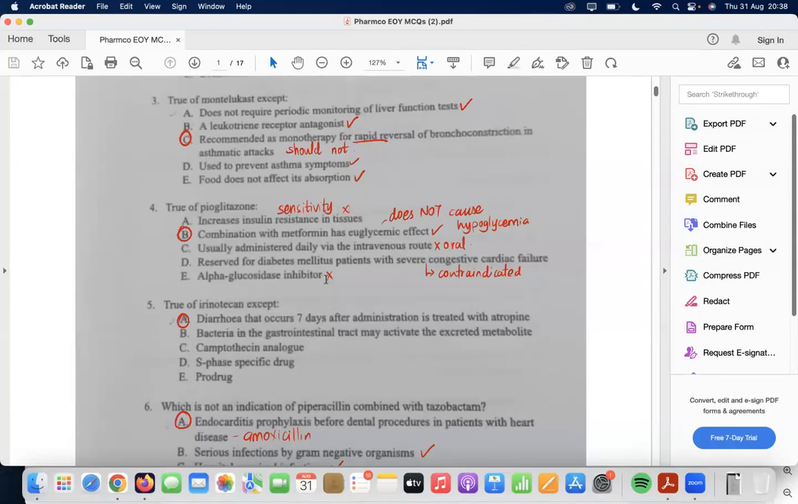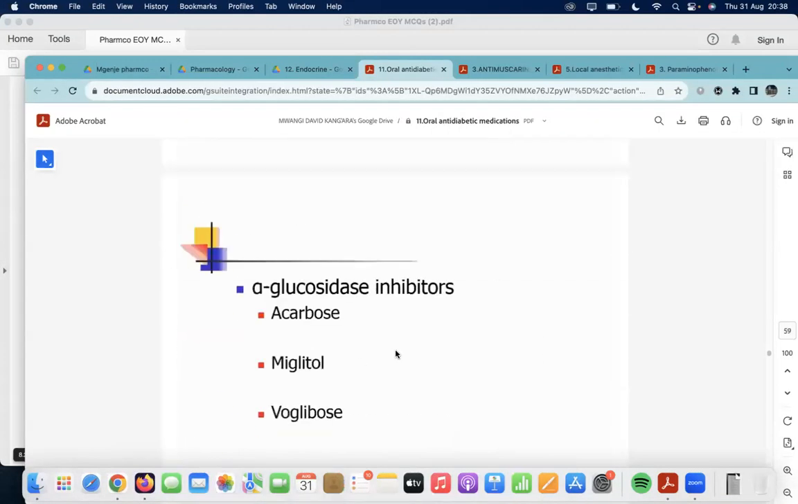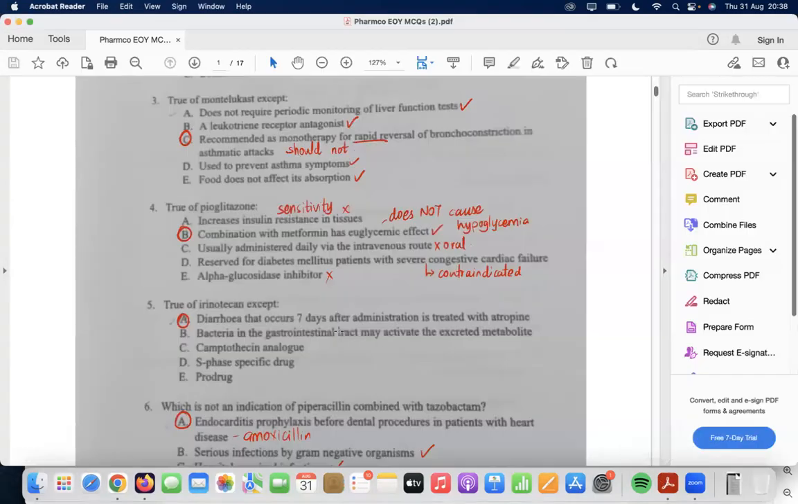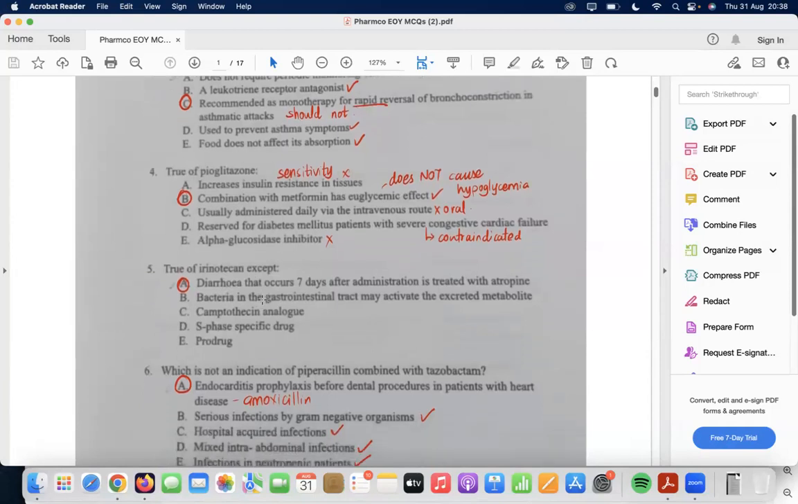Alpha glucosidase inhibitor, it's not. It's a thiazolidinedione, not an alpha glucosidase inhibitor. The alpha glucosidase inhibitors are these ones: acarbose, miglitol, and voglibose. Okay. Number 5. True of irinotecan except.